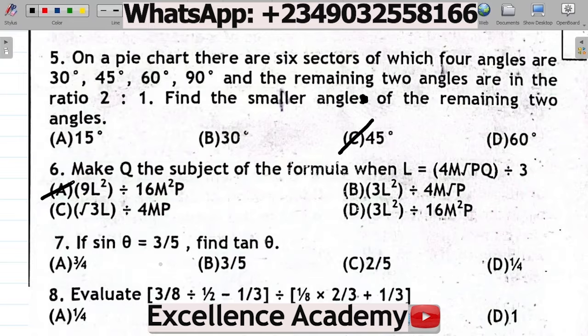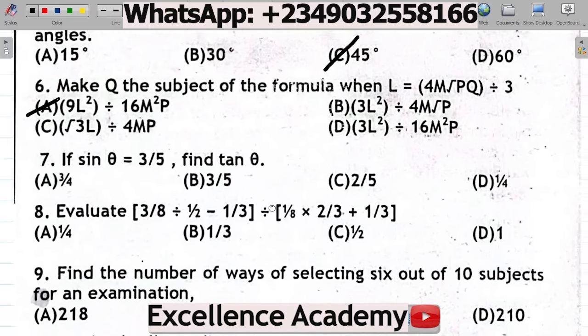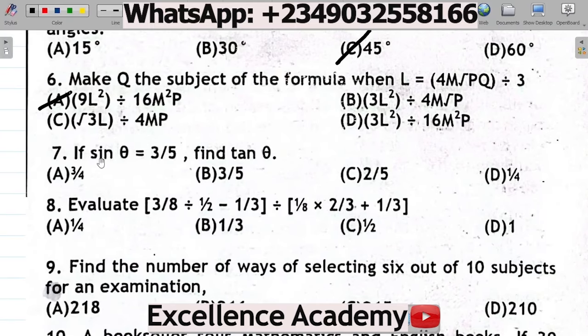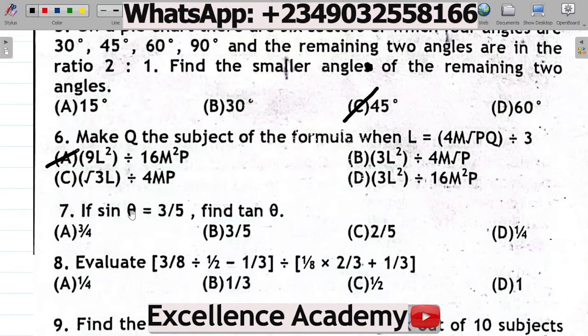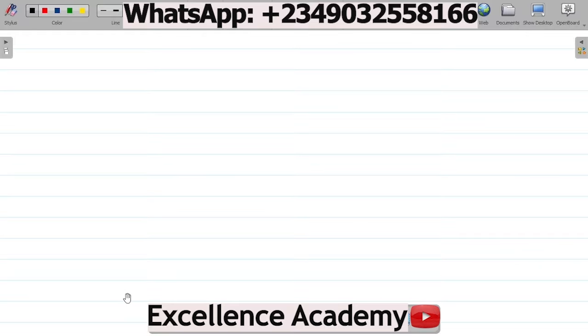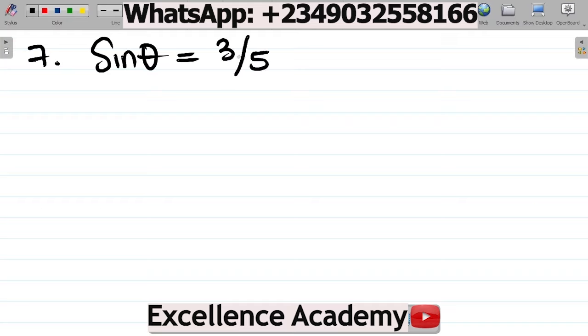All right. Next up, question number 7. Question 7 says if sine theta is equal to 3 over 5, find tan theta. You have A, 3 over 4, B, 3 over 5, C, 2 over 5, D, 1 over 5. So how do we solve this question? For question 7, they said sine theta is equal to 3 over 5. We have to find the value of tan theta.